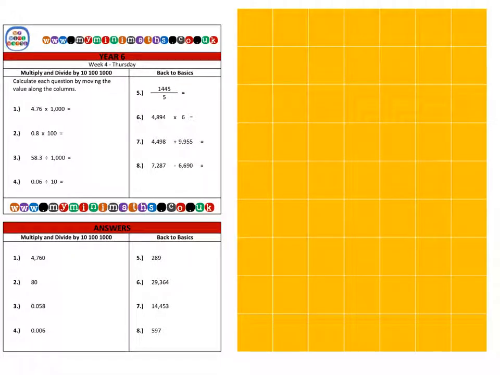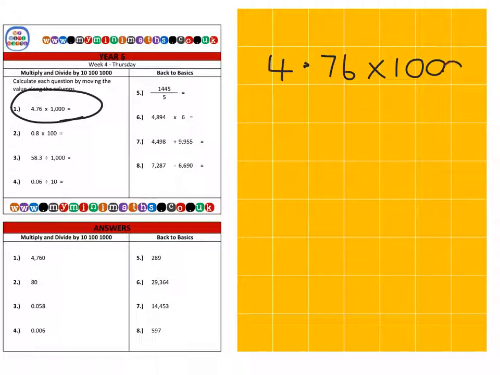And today we're going to be multiplying and dividing decimal numbers by 10, 100 and 1000. And on to question 1, which is 4.76 times by 1000.